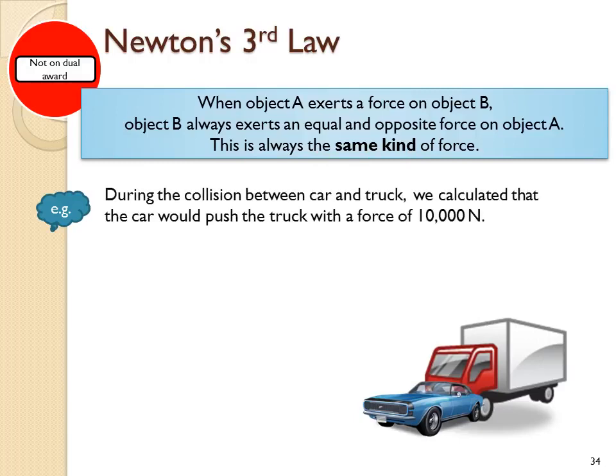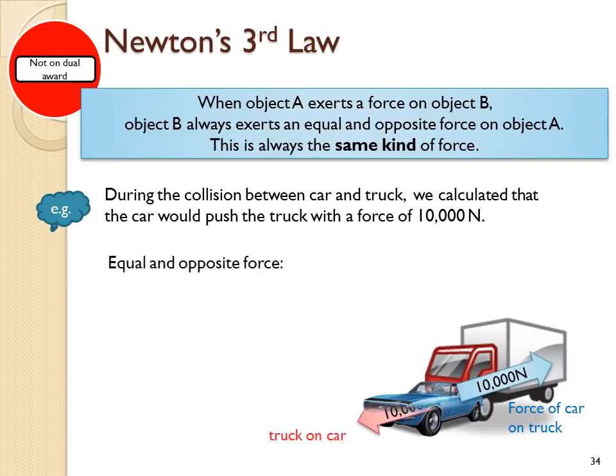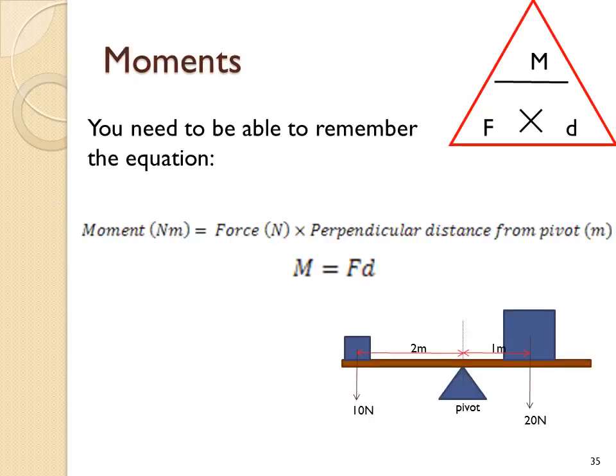If you think back to the collision between the car and the truck, we calculated that the car would push the truck with a force of 10,000 newtons. That's going to be the same as the size of the force that the truck puts onto the car. These are equal and opposite Newton's third law pairs.